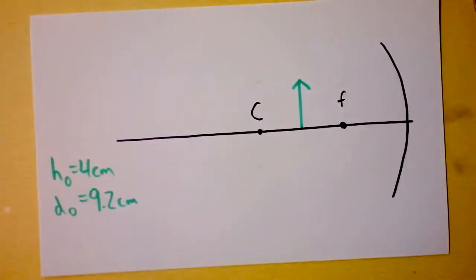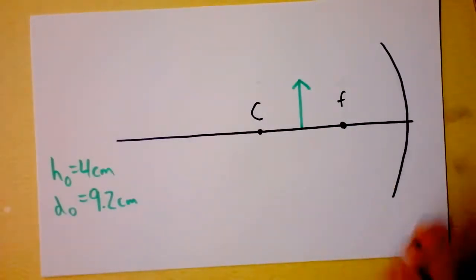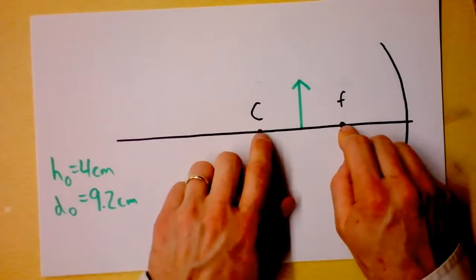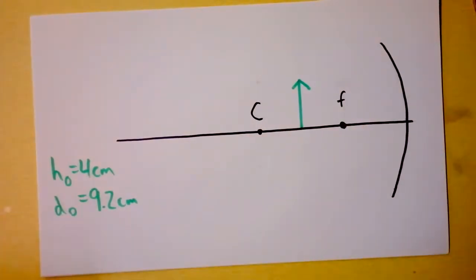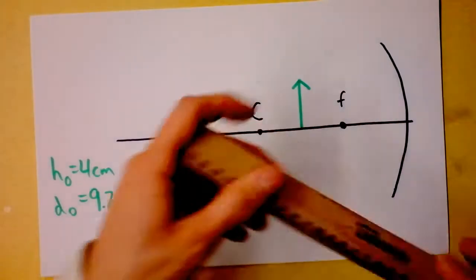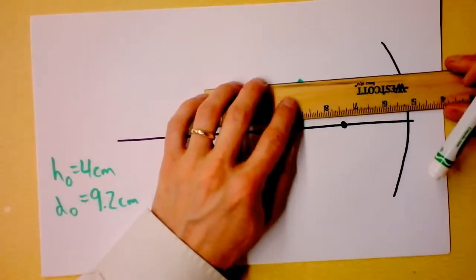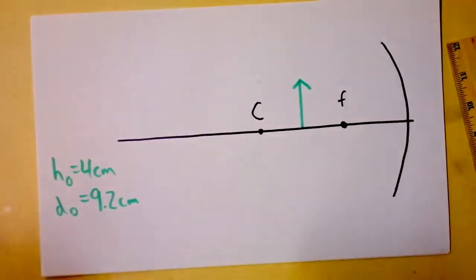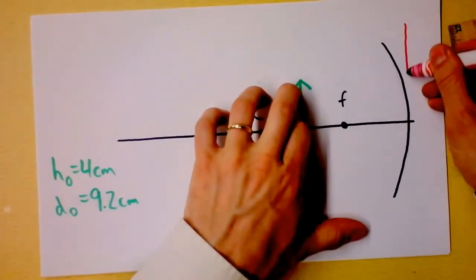Next up, they've put the object in between the center of curvature and the focal point. So, okay, we're gonna have to be careful. We need a P ray. The P ray comes in parallel, and, oh, line of action. My apologies. Line of action right here.